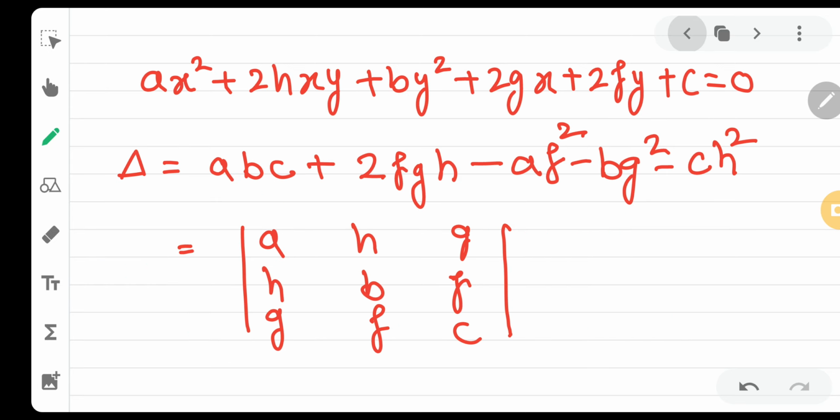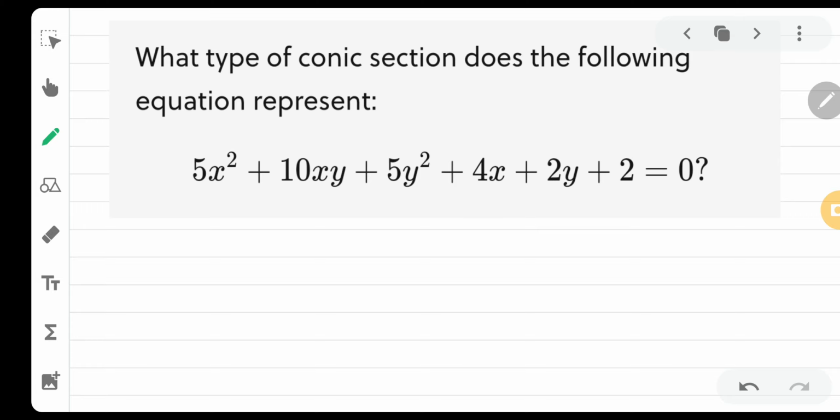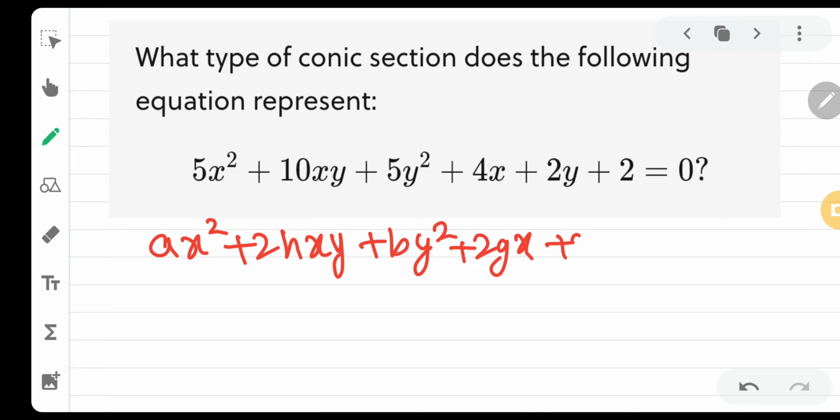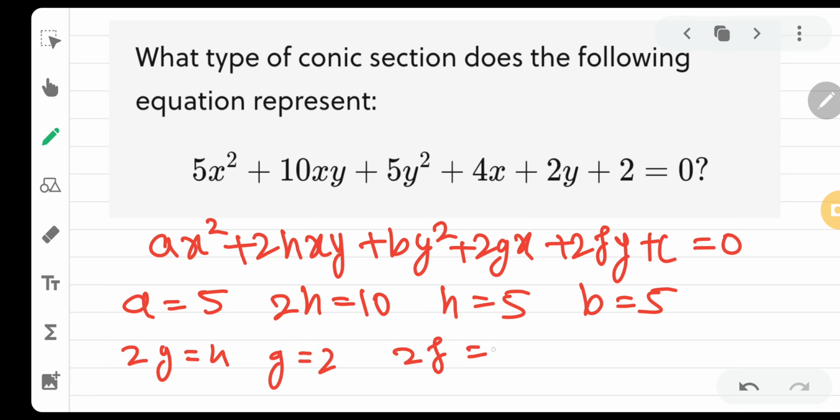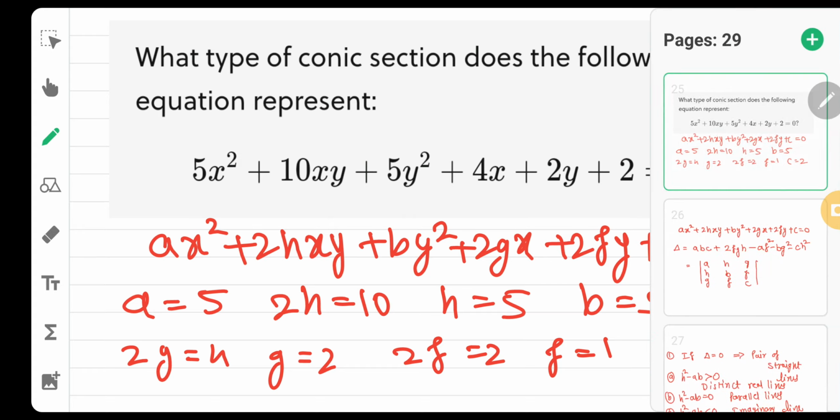Now you will say, sir, what about the question? You have given enough gyan now. Okay, so the question is this and we need to solve it. So let us compare this with ax square plus 2hxy plus by square plus 2gx plus 2fy plus c equals 0. The value of a is 5, 2h is 10, that means h is 5. Okay, b is 5, 2g is 4, that means g is 2, 2f is 2, that means f is 1, and c is 2.